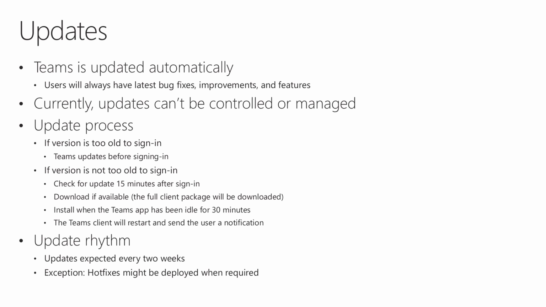Usually, however, the more common case is that the version is not too old to sign in. So the user will sign in and can use Teams completely. 15 minutes after the sign in, in the background, the Teams client will check if there is an updated version. If so, it will download the full client package in the background. Then, if the Teams app is idle for 30 minutes, the update will be installed and the Teams client will restart and the user will be notified that a new version has been installed.